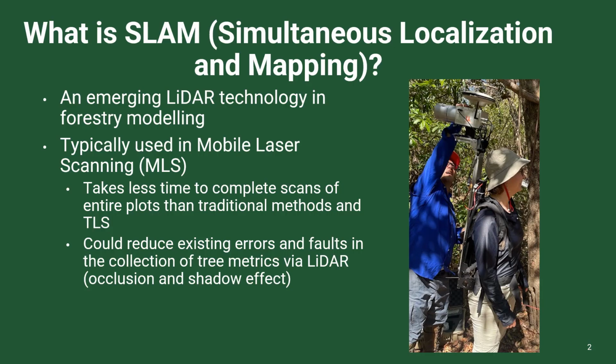So first we must ask ourselves, what is SLAM? SLAM stands for Simultaneous Localization and Mapping. It's an emerging technology in forestry modeling and is typically used in mobile laser scanning. This takes less time to complete scans of entire plots than traditional methods and terrestrial laser scanning, and it could reduce existing errors and faults in the collection of tree metrics through LiDAR thanks to its mobility, which would reduce occlusion and shadow effects.